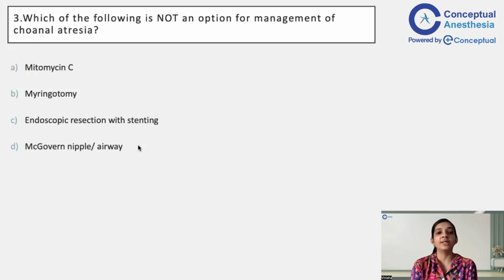Which of the following is not an option for management of choanal atresia? A. Mitomycin C, B. Myringotomy, C. Endoscopic resection with stenting, or D. McGovern nipple or an airway. The correct answer here is B, that is myringotomy.